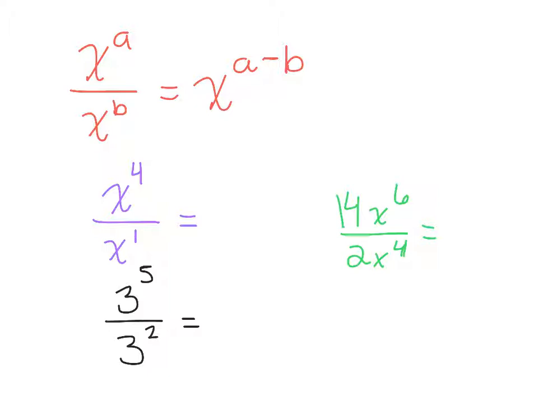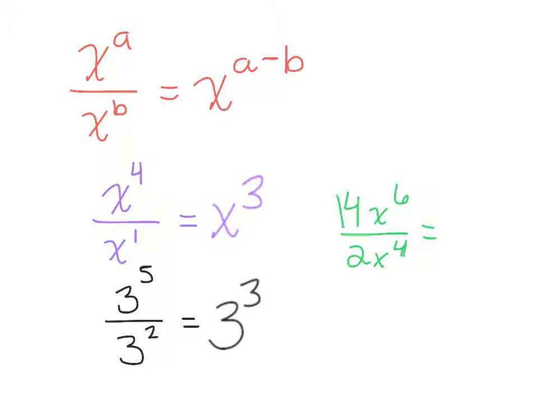So for the first one, x to the 4th divided by x to the 1, my answer there is going to be 4 minus 1, which is 3. So it's going to be x to the 3rd power. For the bottom one, 5 minus 2, it's going to be 3. So my answer here is going to be 3 to the 3rd.